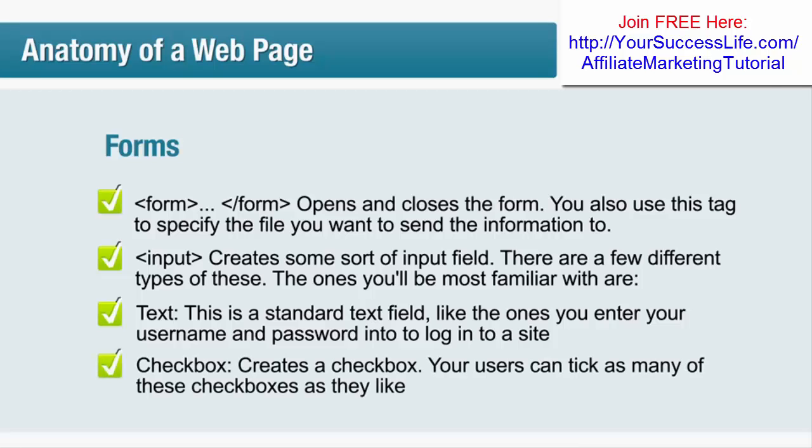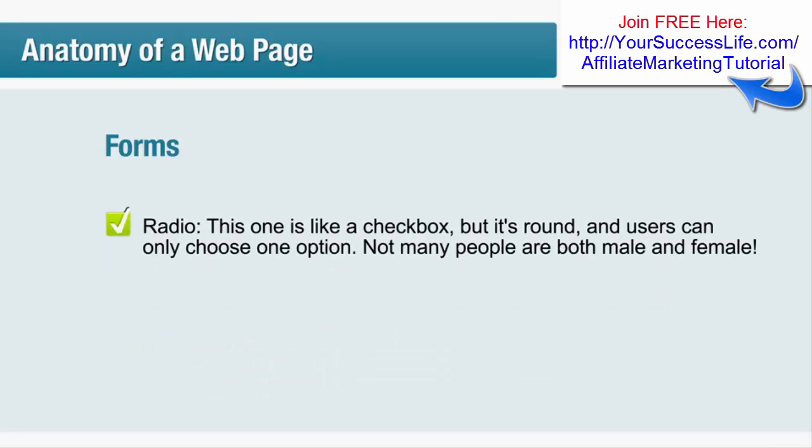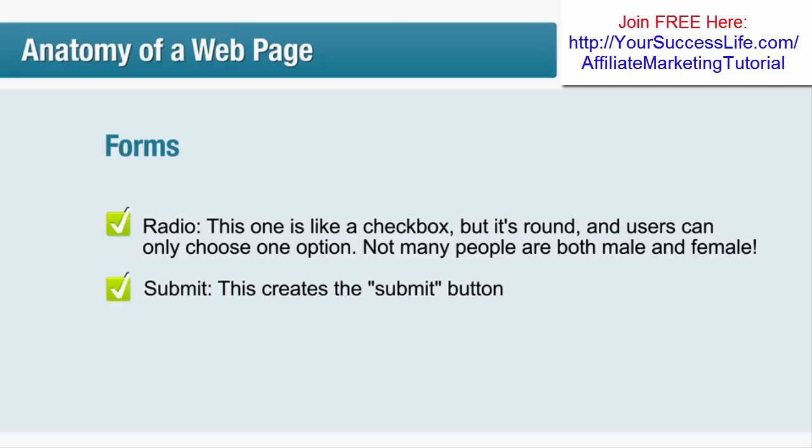Your users can tick as many of these checkboxes as they like. Radio is like a checkbox, but it's round and users can only choose one option. Not many people are both female and male. Submit creates the submit button.